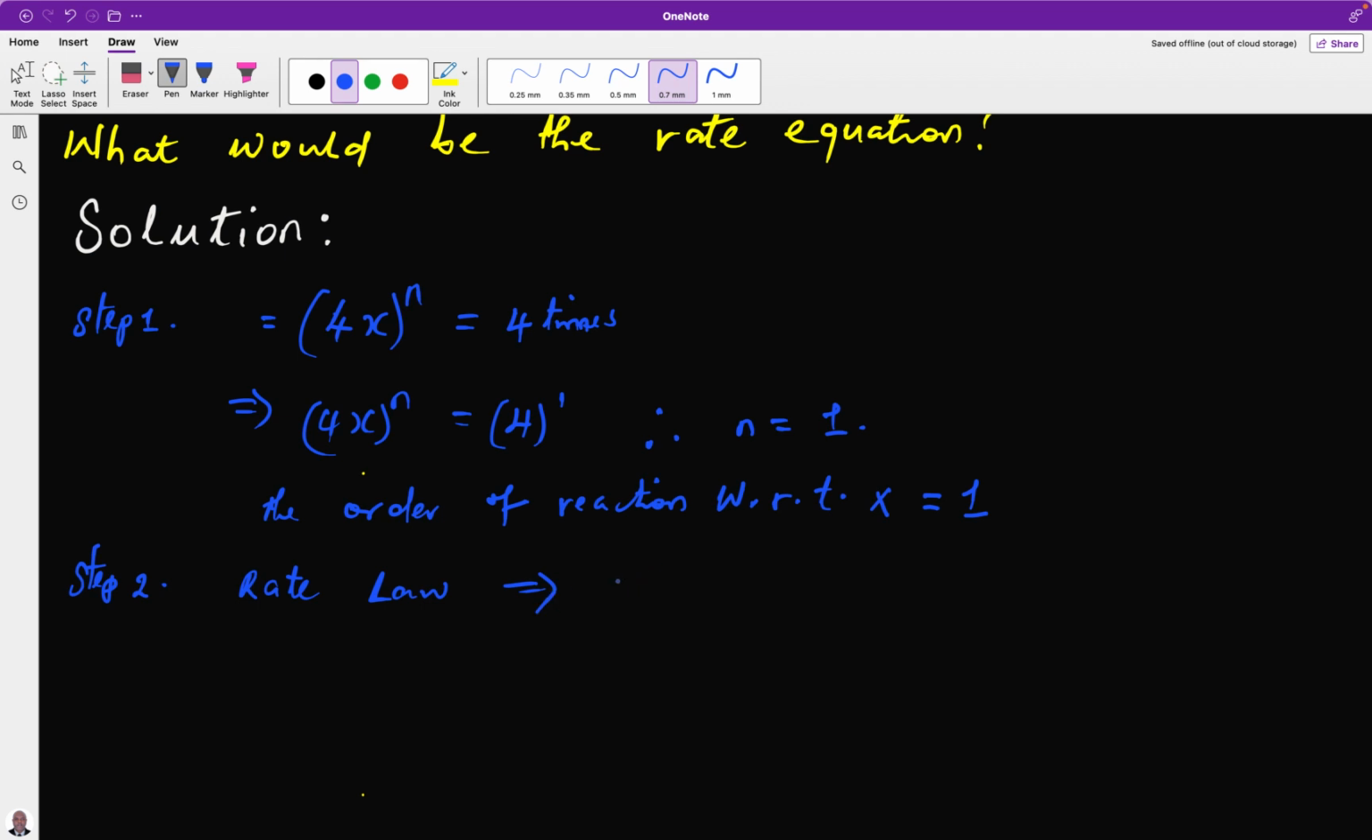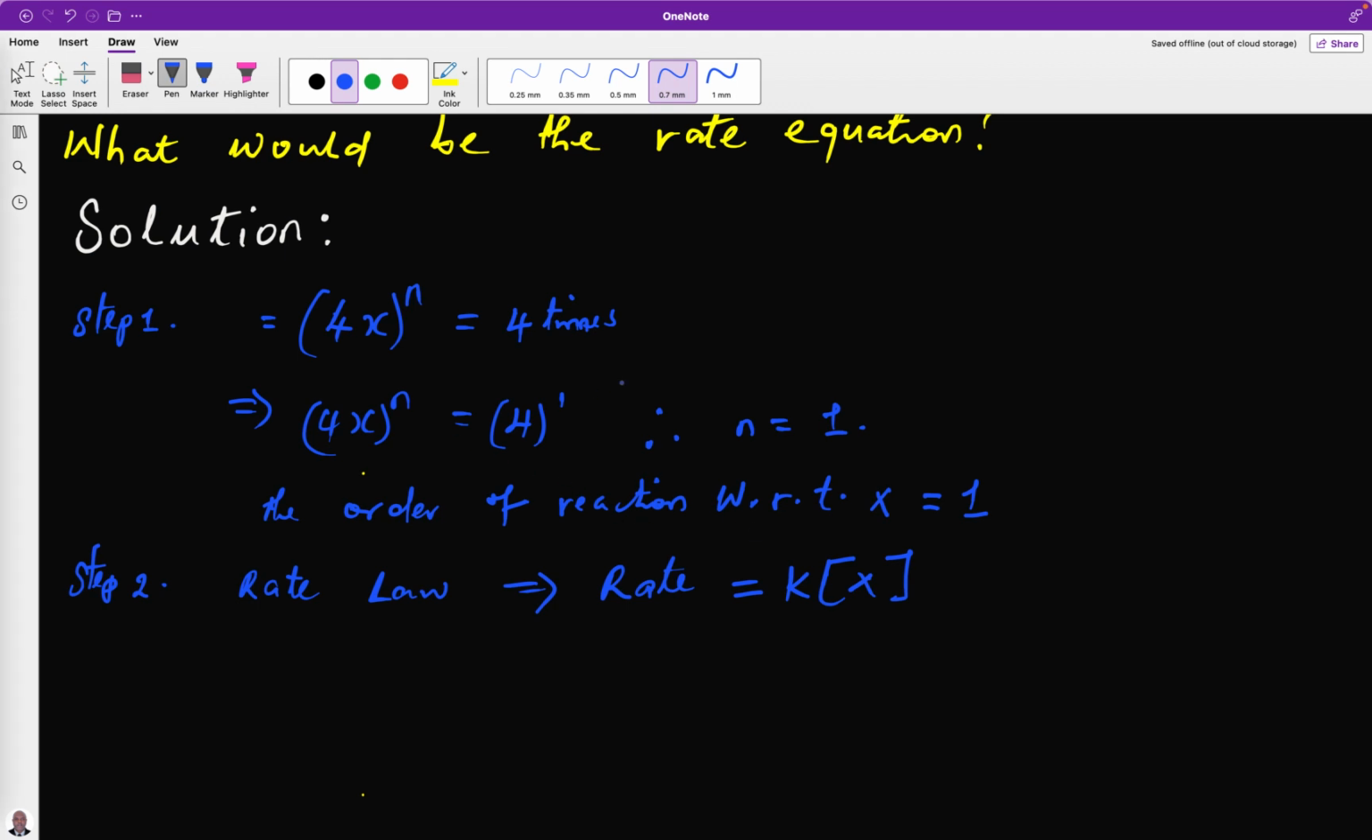Our rate law will give us this. The rate will be equals to what? k x, that will be it, because this is equals to 1. What will be the rate equation? From this, we have this.